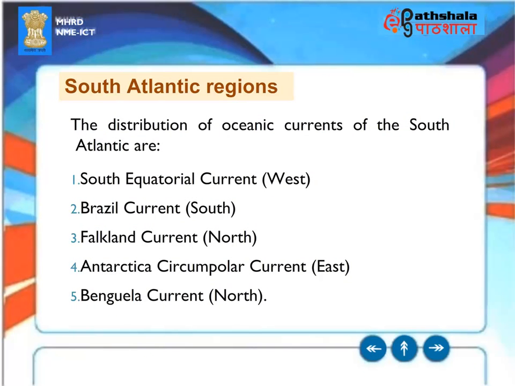South Atlantic regions. The distribution of oceanic currents of the South Atlantic are: South Equatorial current west, Brazil current south, Falkland current north, Antarctic circumpolar current east, Benguela current north.